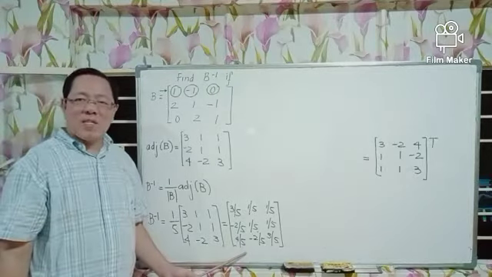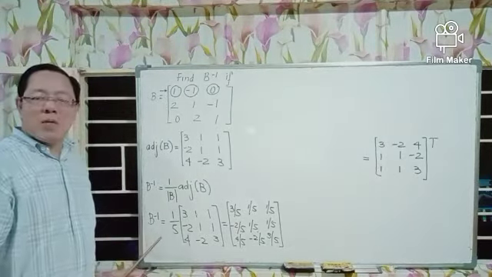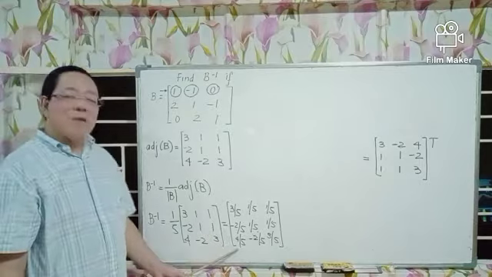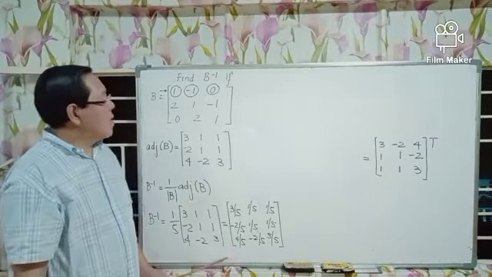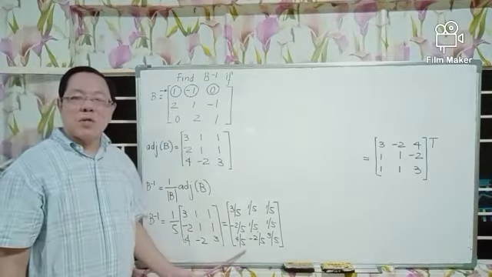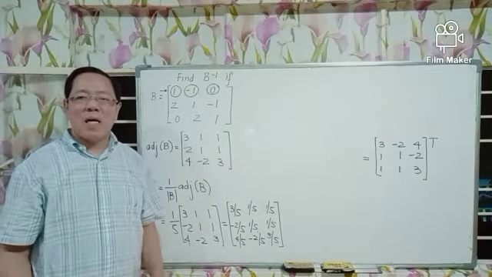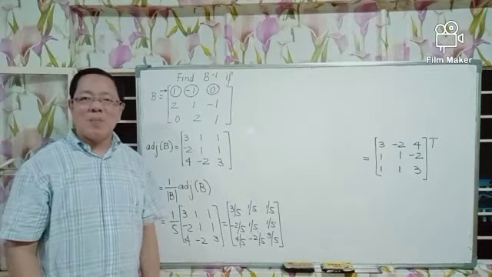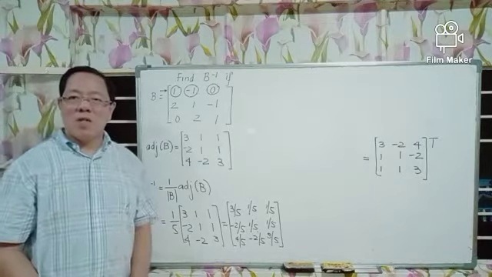And this is the inverse of matrix B, denoted by B to the minus 1. Now we check if this is correct by multiplying matrix B by B to the minus 1, and the product should be an identity matrix of order 3 by 3, or simply of order 3.